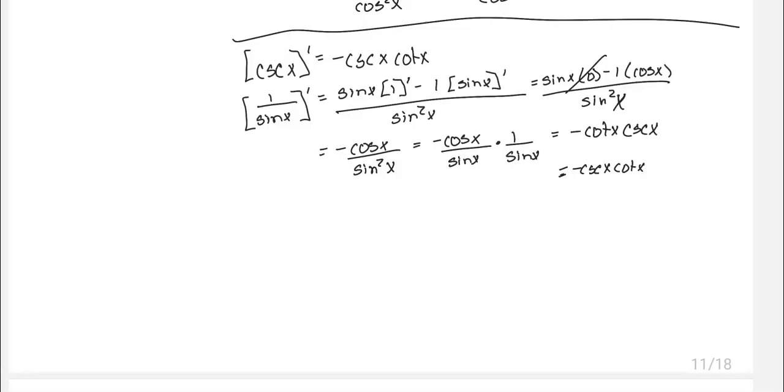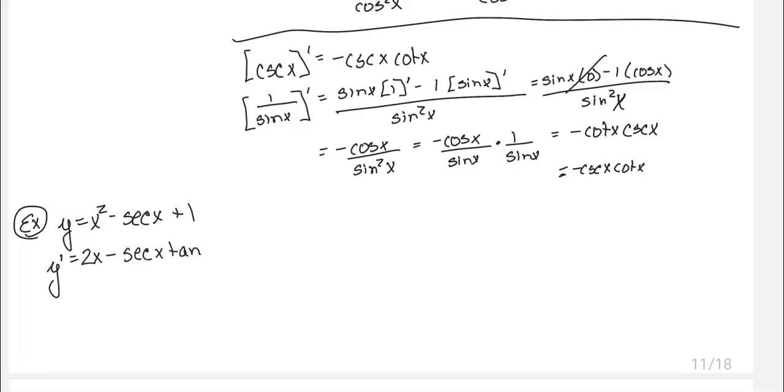So let's look at a few examples where we're going to apply these rules. Let's say we have y equals x squared minus secant of x plus 1. And we want to take the derivative. We're going to take the derivative of each piece. The derivative of x squared is 2x. The derivative of the secant is secant tangent. And the derivative of 1 is 0.